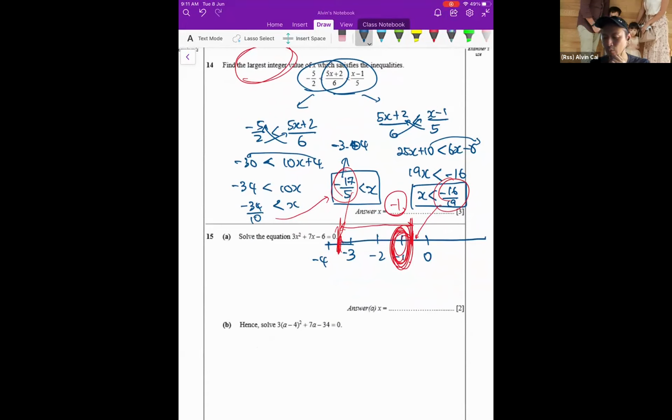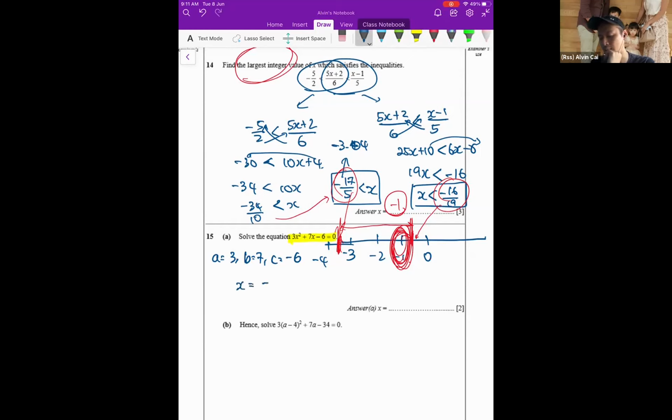15a, whenever we are looking at this type of question, I will still strongly recommend using the formula method. So a is 3, b equals 7, and c equals minus 6. And the formula is not too hard to memorize. You just need to memorize it just before you enter the exam, if you are someone who is forgetful.